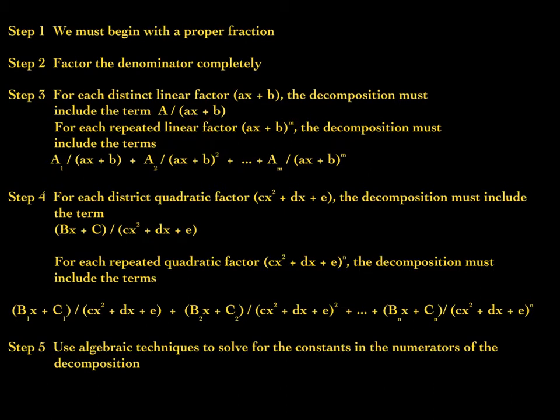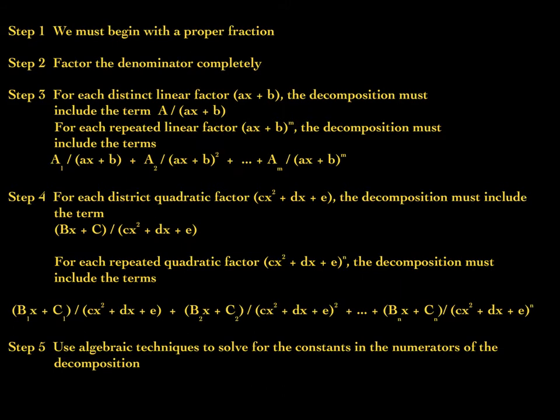If you have a repeated linear factor, ax plus b raised to the power of some integer m, then the decomposition must include the terms A sub 1 over the linear factor ax plus b, plus A sub 2 over the linear factor ax plus b raised to the second power, plus, and so on, until you get to A sub m over the factor ax plus b raised to the power of m. So a few things here. Each of these numerators are different. So this is a constant A sub 1. The next numerator, A sub 2, is a different constant.